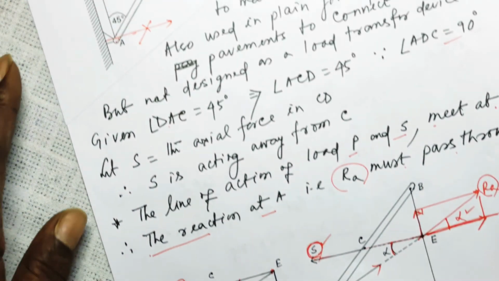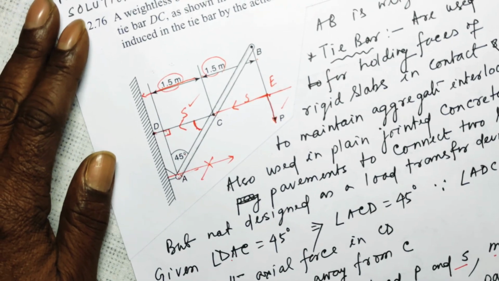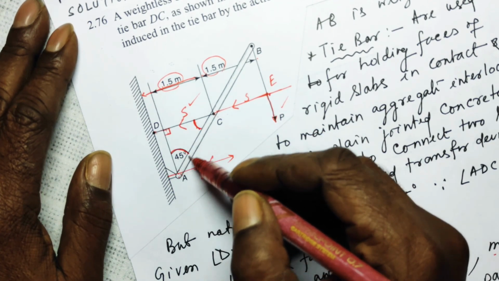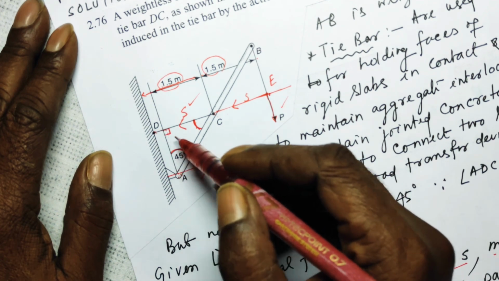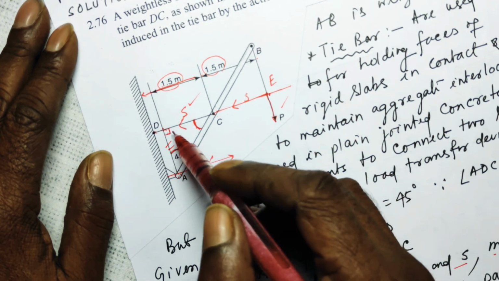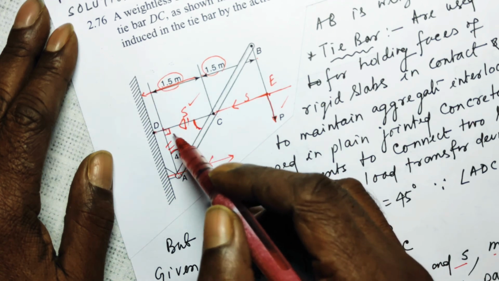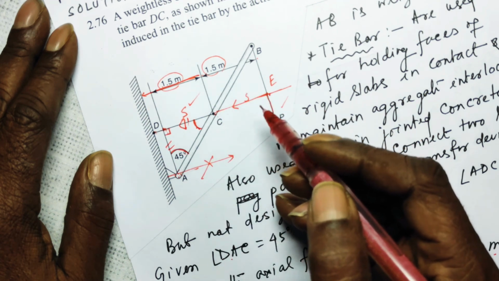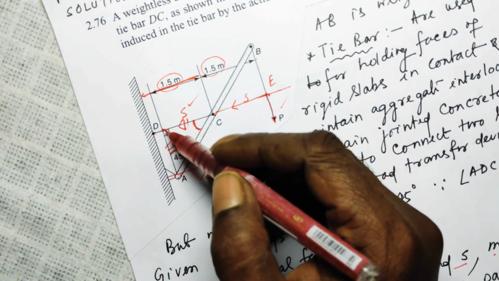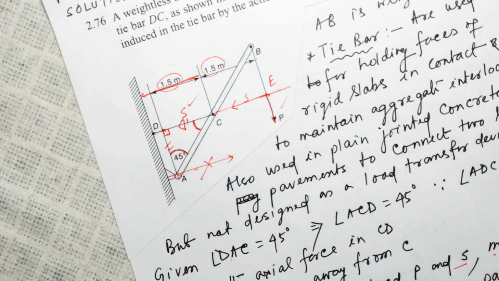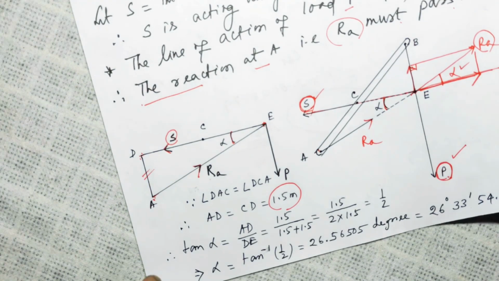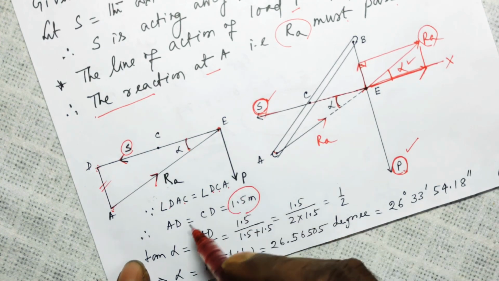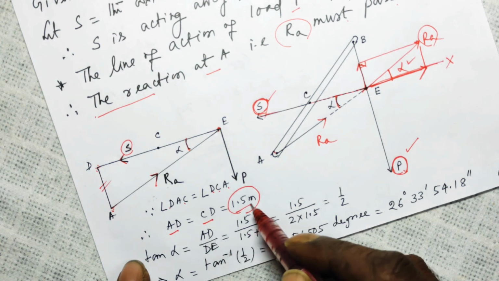Let me explain. Now here in the original figure, this was given 45. This we calculated as 45 in this triangular shape. So the length of AD is equal to the length of CD, and since CD is equal to this distance 1.5, therefore AD is also 1.5. So since DAC is equal to DCA, the angle, therefore AD is equal to CD, that is equal to 1.5 meter.